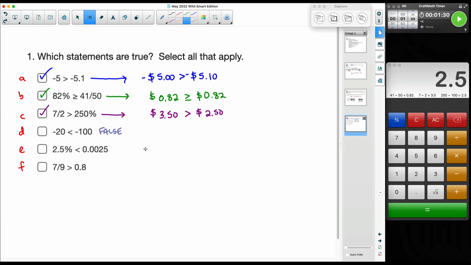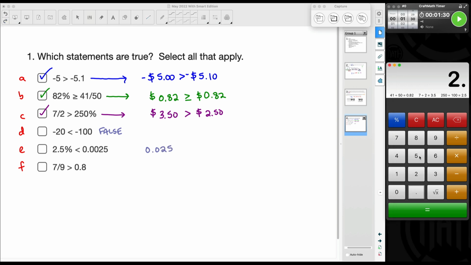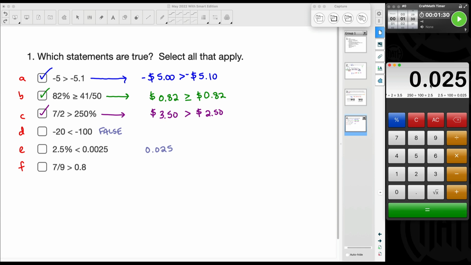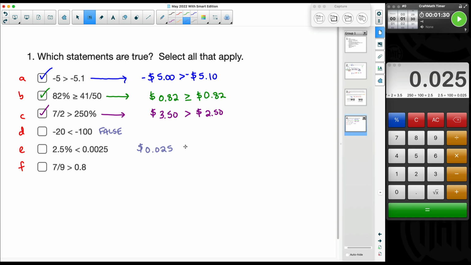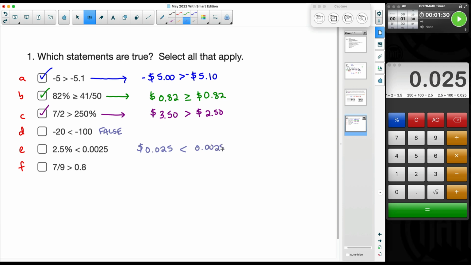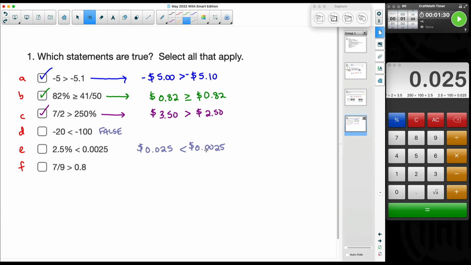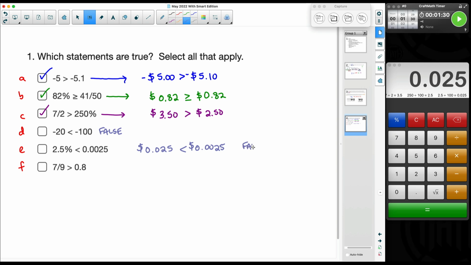2.5%, if we convert this, 2.5% is going to be 0.025, 2.5% divided by 100. And let's think about this. What does that round off to roughly? That rounds off to roughly 3 cents if you round to the nearest penny, and that is not less than 0.0025. That's not even a penny, y'all. This right here, that's not even a penny because you got 2 zeros right there. So this one is false as well.